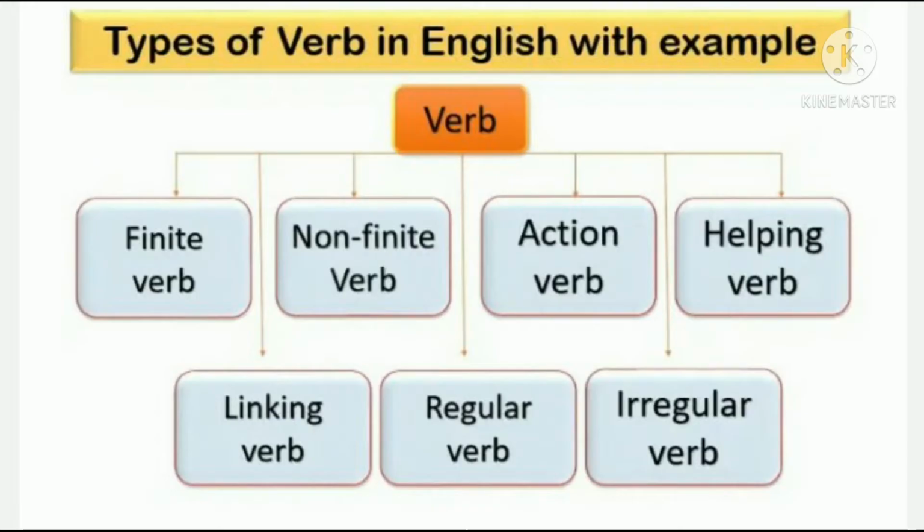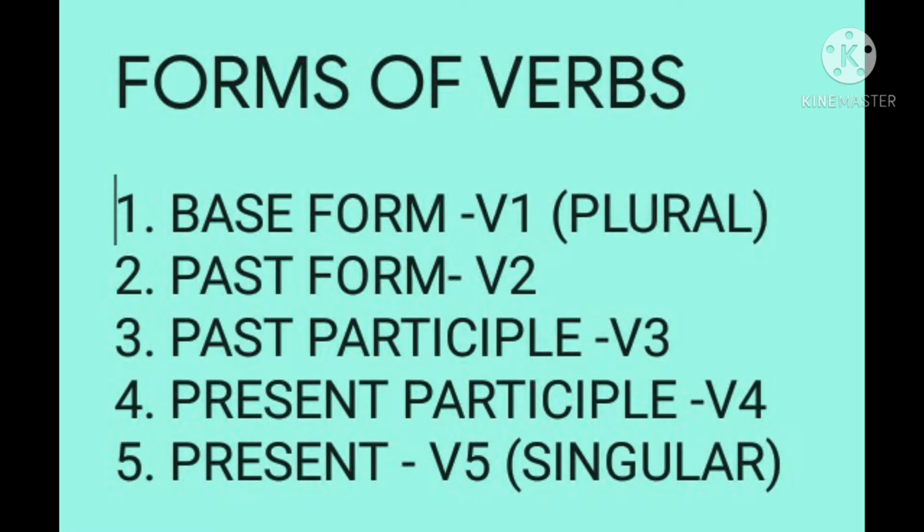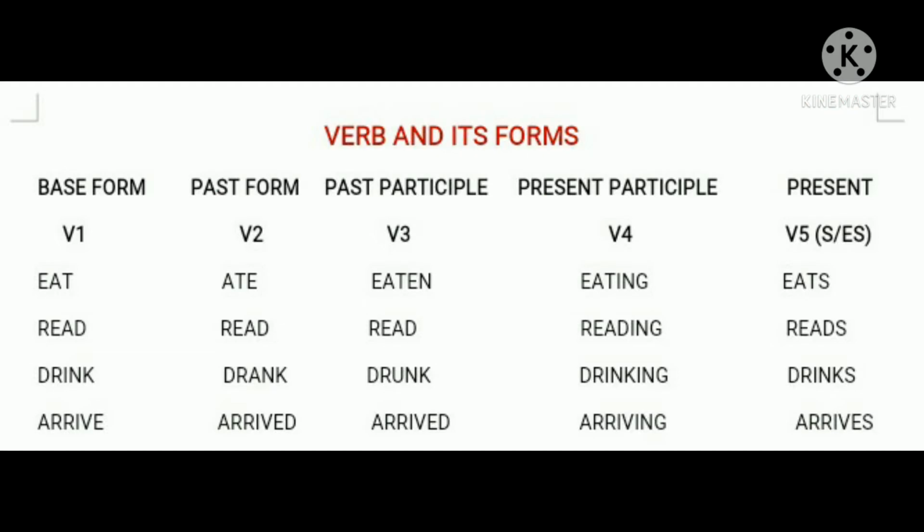Basically, in English grammar, there are 5 forms of verbs. They are base form, past form, past participle form, present participle form, and present. Base form is known as V1, past form is known as V2, past participle is known as V3, present participle is known as V4, and present, that is singular, is known as V5. That is, we have to add S or ES with the verb.